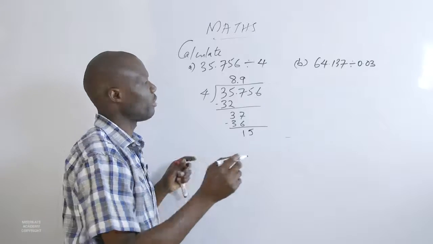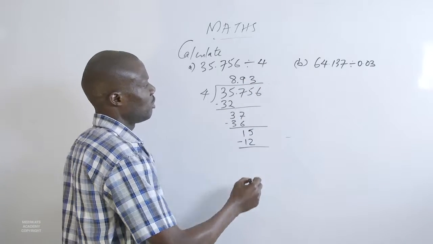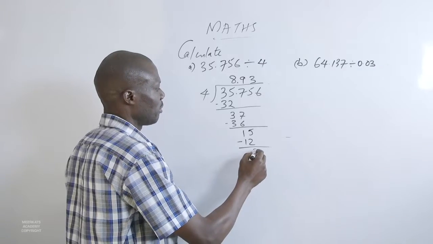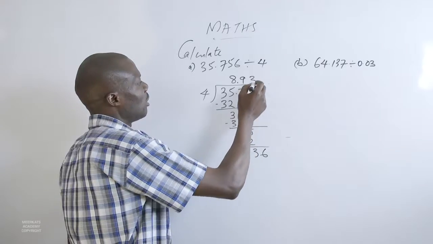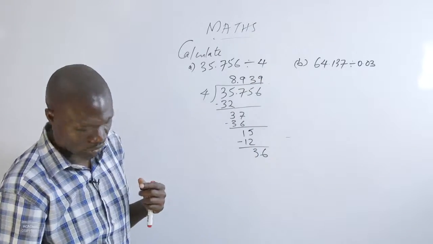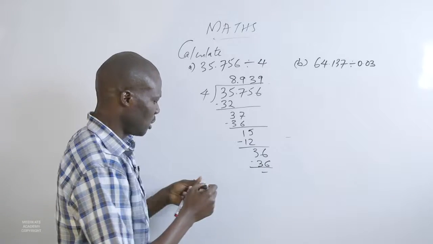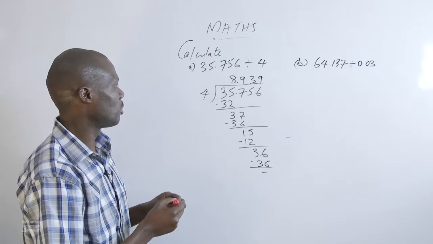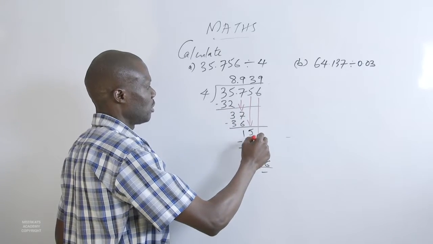15 by 4 is 3, which gives us 12. We shall remain with 3. Bring in 6, and 6 will give us 9. 9 by 4 is 36. When you subtract, it's done. So we brought 7 down, we brought 5, we brought 6.